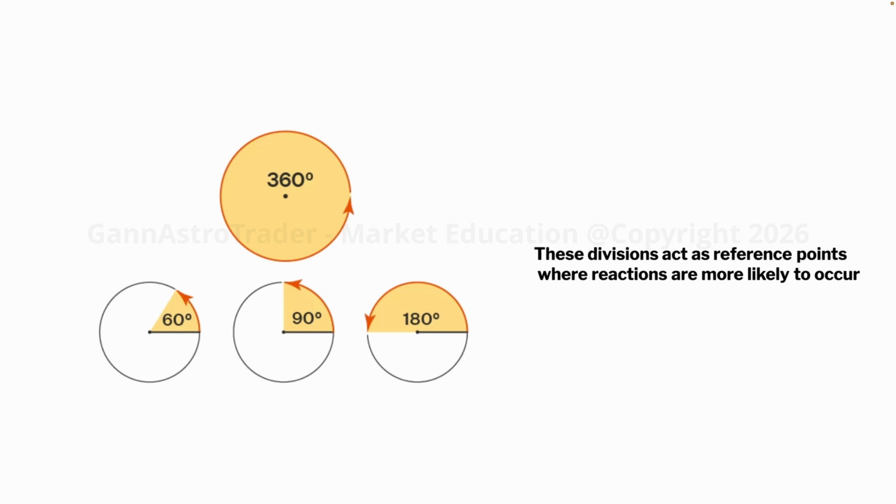This becomes even more powerful with 360. It can be divided into multiple equal parts. This allows a complete cycle to be structured into meaningful divisions. And once a cycle can be divided, those divisions begin to act as reference points. They create a structure within the cycle, rather than leaving movement completely random.